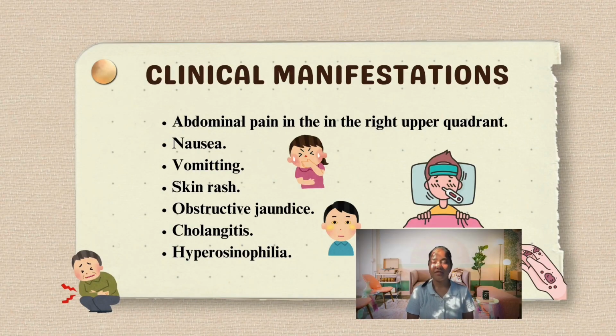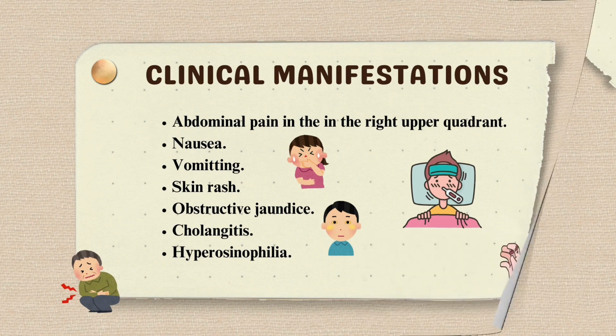Some of the clinical manifestations of fasciola are abdominal pain in the right upper quadrant, nausea, vomiting, skin rash, obstructive jaundice, cholangitis, and hypereosinophilia.